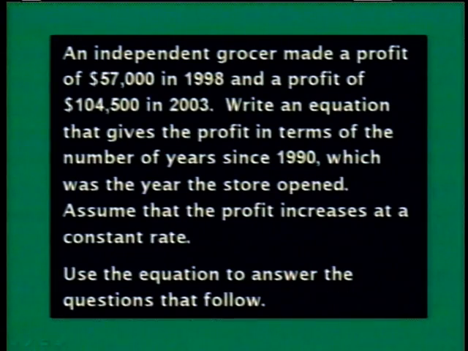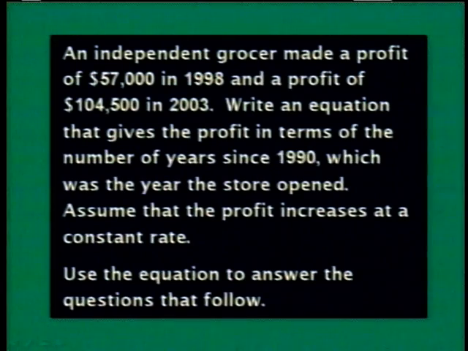So let's look at another example. An independent grocer made a profit of $57,000 in 1998 and a profit of $104,500 in 2003. We're asked to write an equation that gives the profit in terms of the number of years since 1990. This happened to be the year the store was open. We're told to assume that the profit increases at a constant rate. This means we can use a linear equation. And then once we have a model, we'll answer some questions.